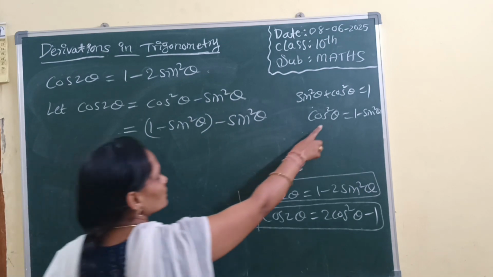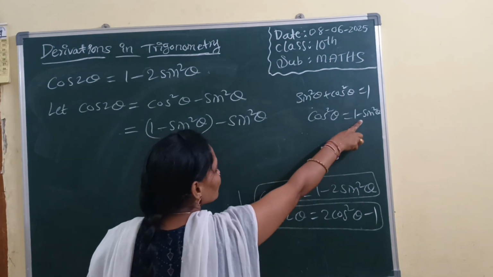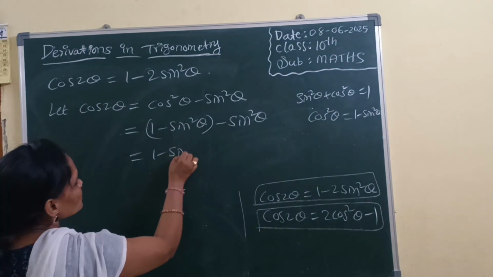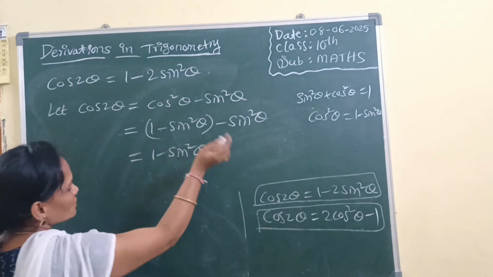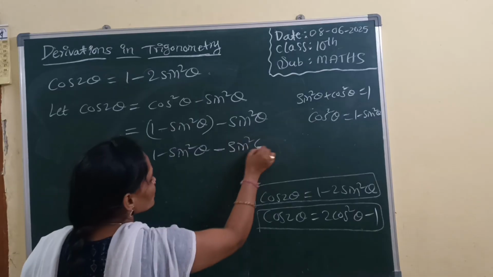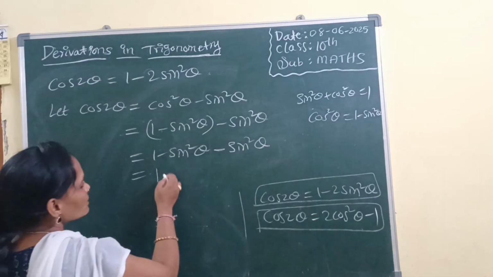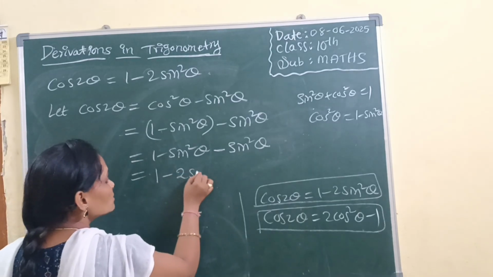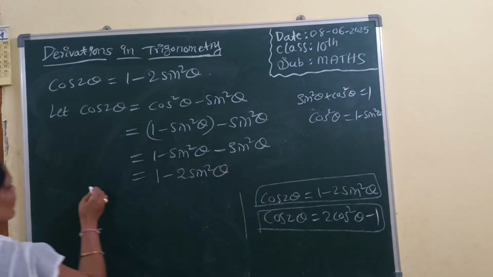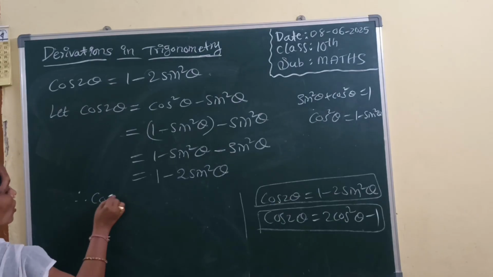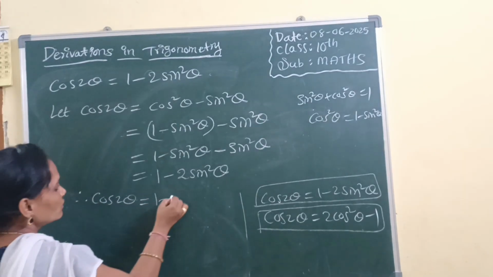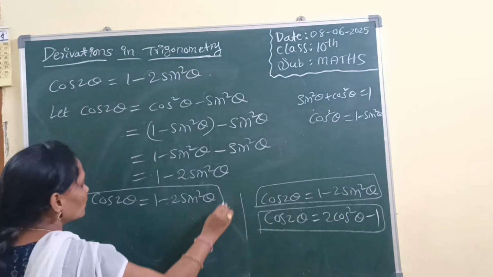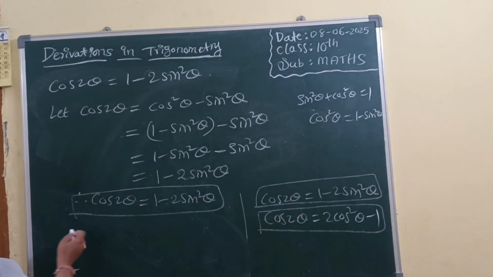So in the place of cos square theta what I am writing? 1 minus sin square theta. Now 1 minus sin square theta, open the bracket. Just here already sin square theta is there. 1 minus sin square minus sin square. Minus 2 sin square theta. Okay. Now we got it. Cos 2 theta in terms of sin: 1 minus 2 sin square theta. This is the derivation. Okay, one more.